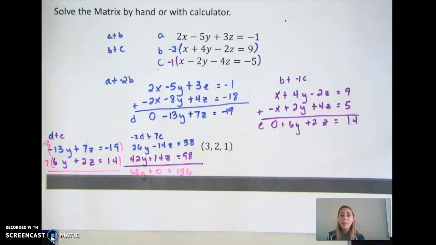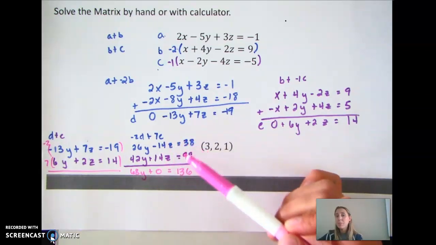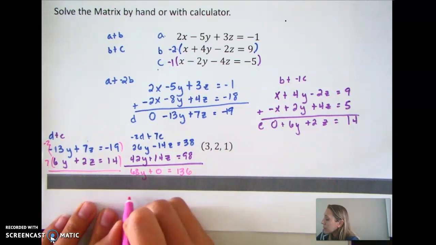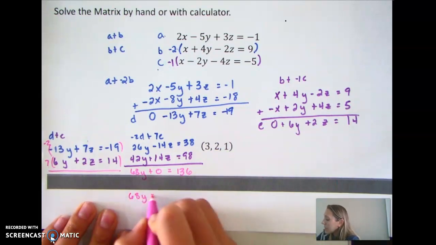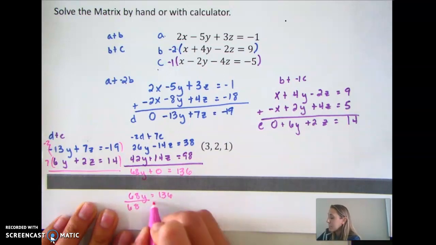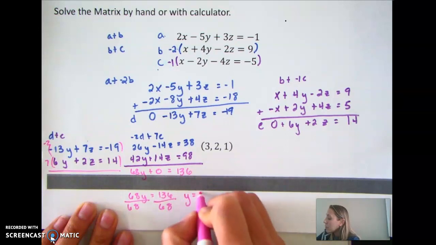Okay, so now I did that. I added 26 plus 42y, which is 68y. Negative 14z plus 14z is 0. And 38 plus 98 is 136. Well, that looks like a simple equation that I've solved before. So I'm going to do 68y is equal to 136. I'm going to get y by itself by dividing by 68. Divide by 68, and I get y is equal to 2.